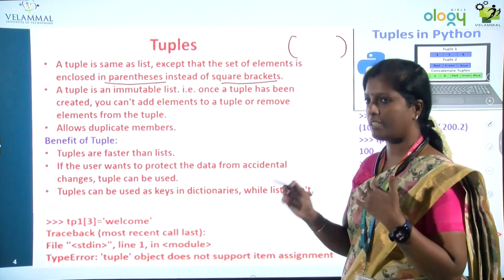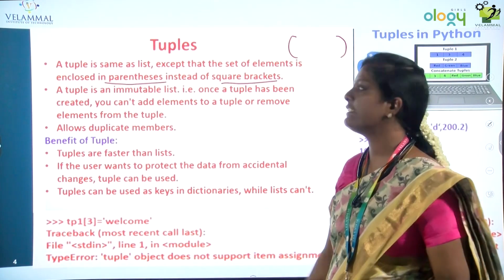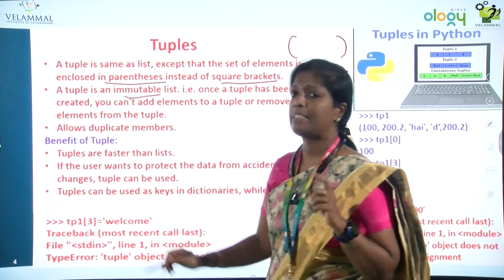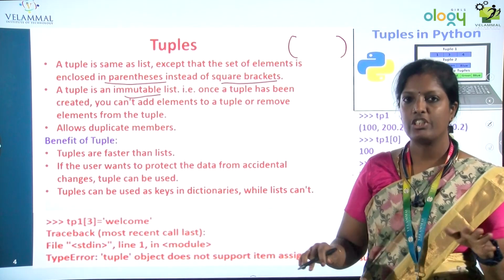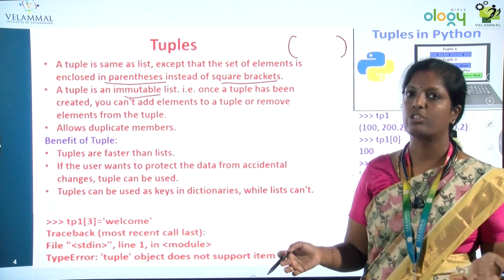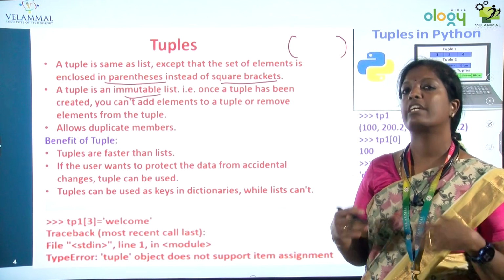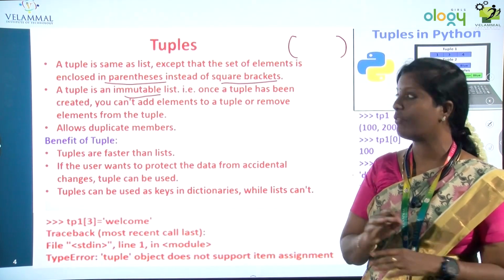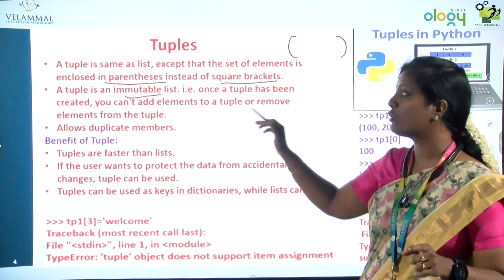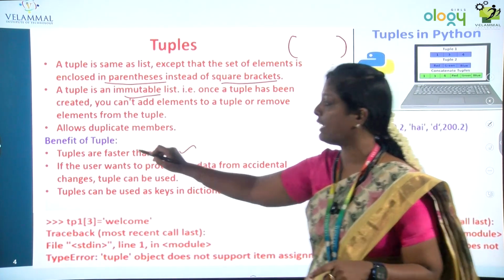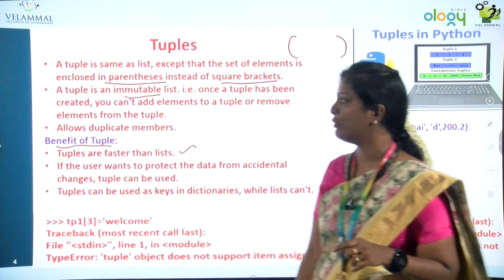So that is the majority difference. And the next difference is that it is immutable. What is immutability? You cannot change the values once you have assigned them. In a list you can change the values, but in tuples you can never change the values. So that is what makes it faster. That is the benefit of using a tuple.